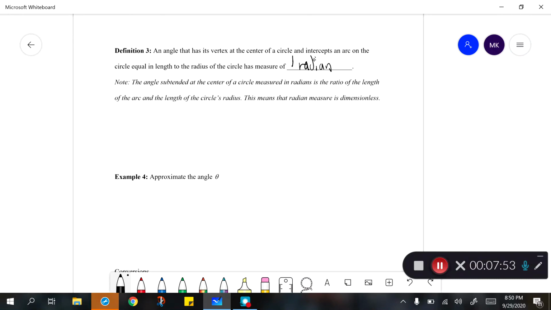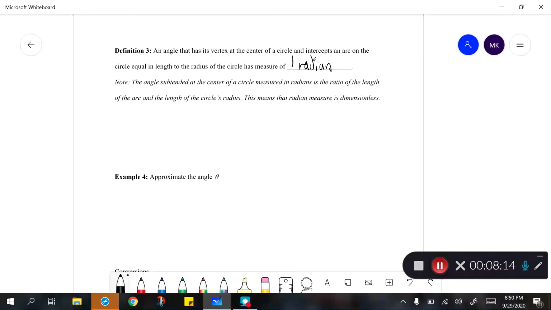So note, the angle subtended at the center of the circle measured in radians is the ratio of the length of the arc and the length of the circle's radius. This means that radian measure is dimensionless. Okay, so let's just break through all of this. Let's start with the first base definition.